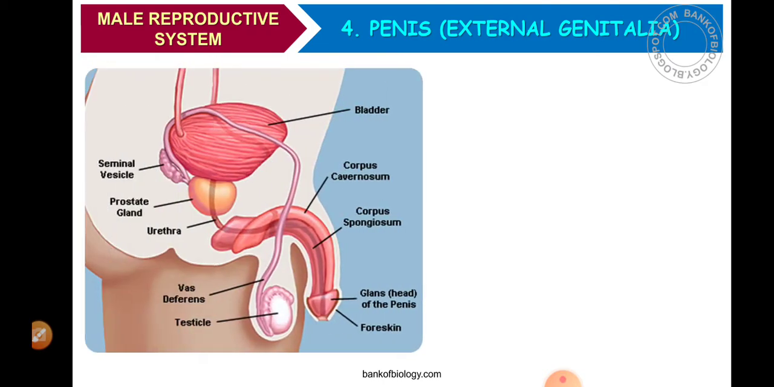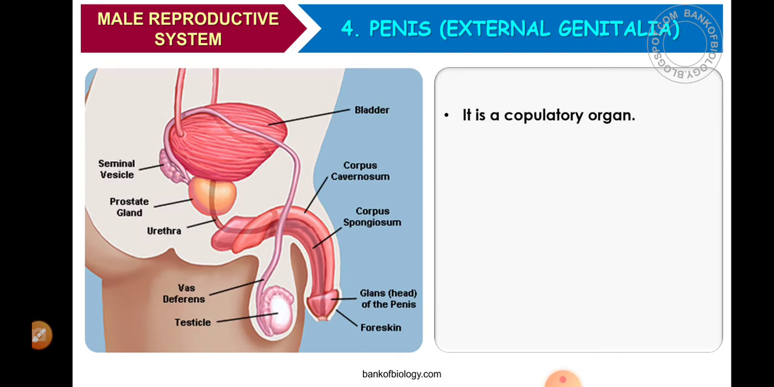Now the last part of the male reproductive system is the penis, the external genitalia. It is a non-bony part. There is no bone in the penis. It is a copulatory organ which helps the male to copulate with the female, in coitus, or simply the organ which helps to release sperm from the male body to the female body.